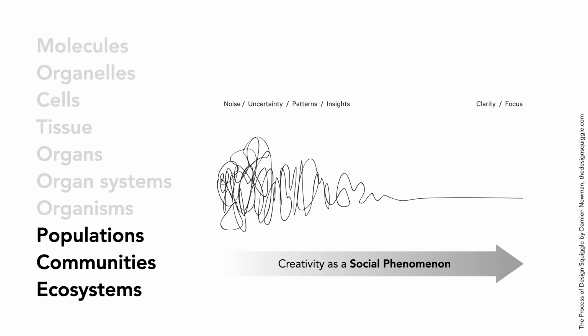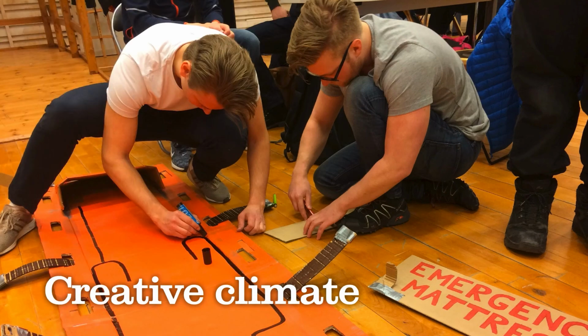And this is a process that takes time. And to be able to obtain this, to go from noise and uncertainty to clarity and focus, you need something that I would like to end this video presentation with, and that is something called the creative climate.